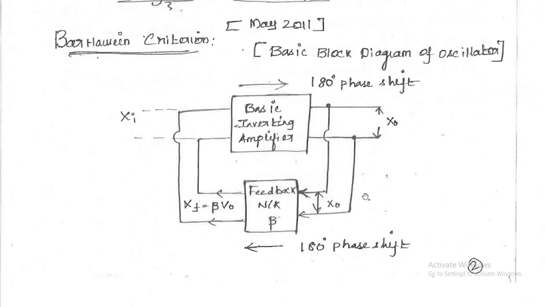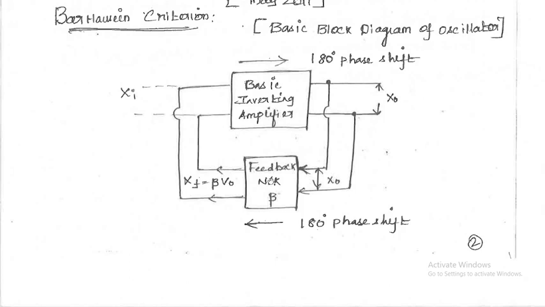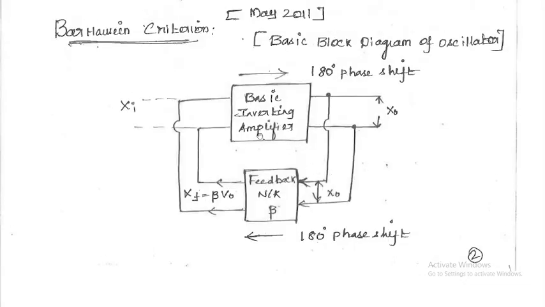This diagram shows the basic inverting amplifier and the feedback network. We give the input as xi, and x naught is the output of the inverting amplifier. Part of the output is given to the feedback network, which is given as beta. So xf equal to beta into x naught. This diagram produces a 360-degree phase shift, because the amplifier produces a 180-degree phase shift, and the feedback network produces another 180-degree phase shift. So 180 plus 180, and the circuit produces a 360-degree phase shift.